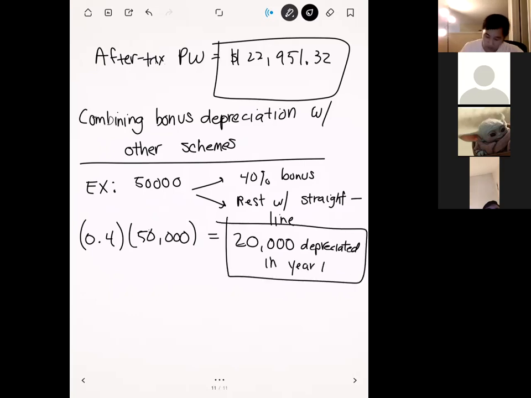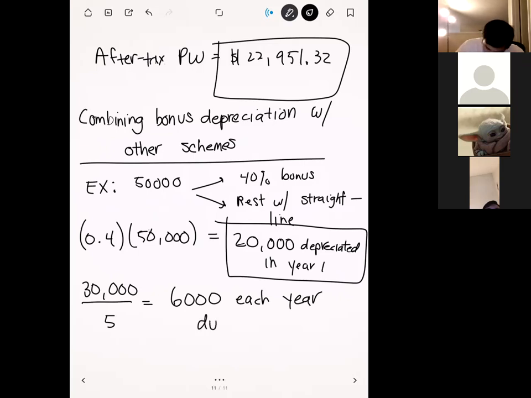Okay. Right. And so immediately after the bonus depreciation, you've taken off $20,000 worth of value from this asset. Okay. And then after you depreciate that $20,000, then you're gonna have $30,000 left. Okay. And then this $30,000, you're gonna depreciate that with straight line. Okay. And so let's say that we have a straight line value for 5 years. Okay. And so this means that each year, years 1, 2, 3, 4, 5, we're going to depreciate $6,000 per year.